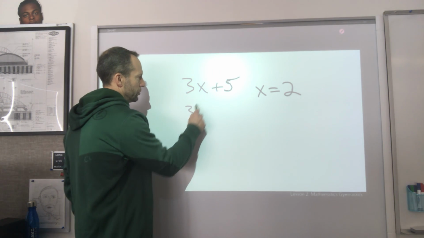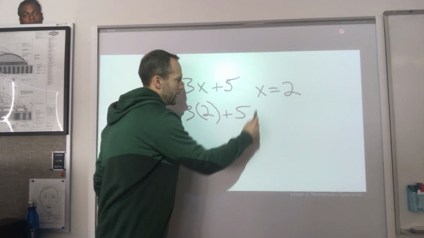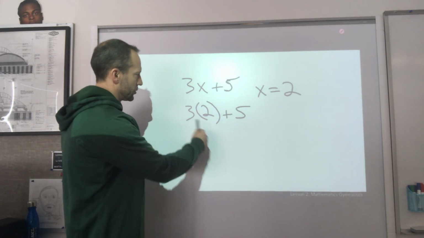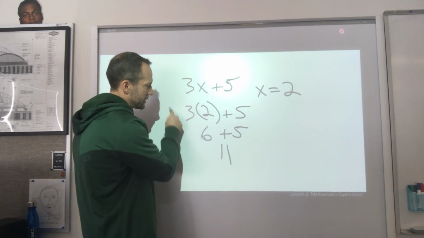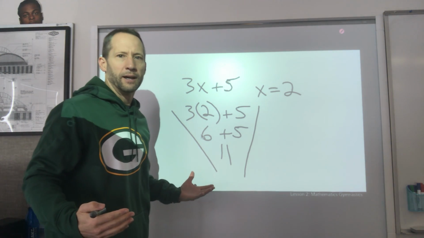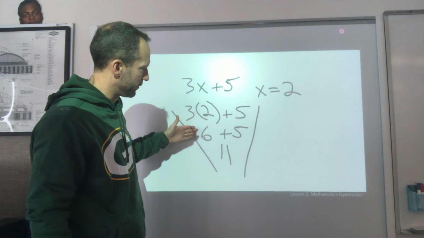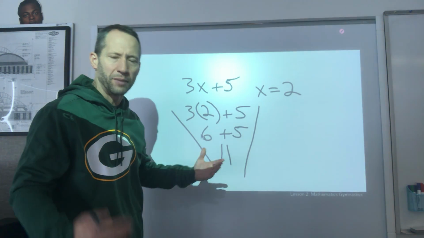So students would plug in that 2 for x, and now I can solve this expression. This expression would be 3 times 2 is 6, plus 5, and notice I'm making an upside down pyramid. This is how we taught the students to simplify the expression, making it shorter and shorter until finally we're left with just one number, my solution.